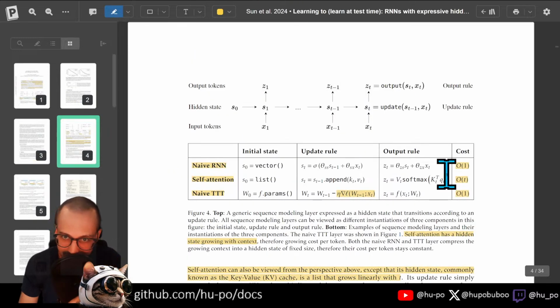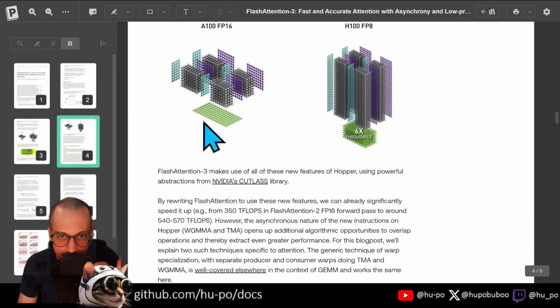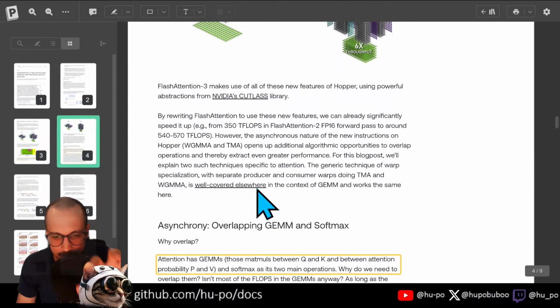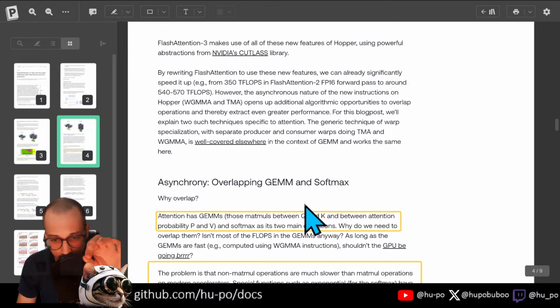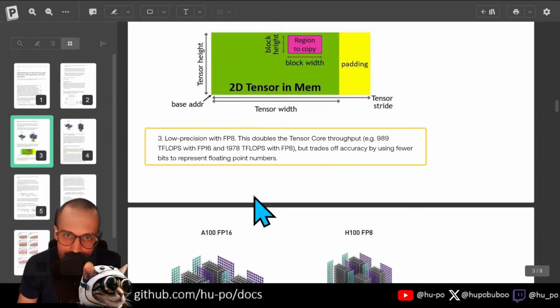So now all of a sudden my O of 1 is way worse than that. And my O of T is now actually way better, because a bunch of people have come up with ways of making the attention extremely efficient on the specific generation of GPUs that we have available, which right now is the H100s.